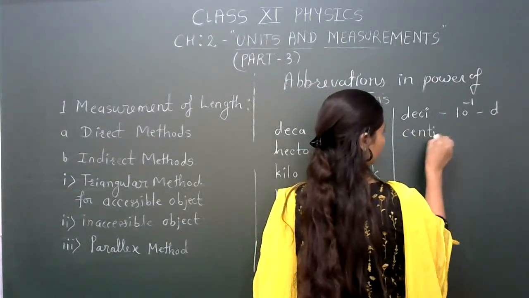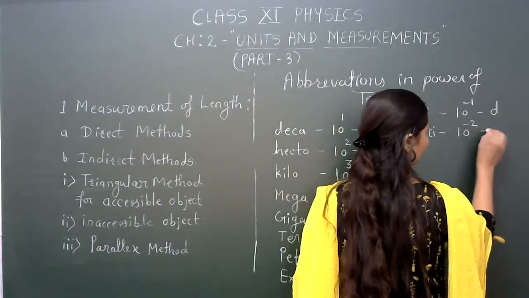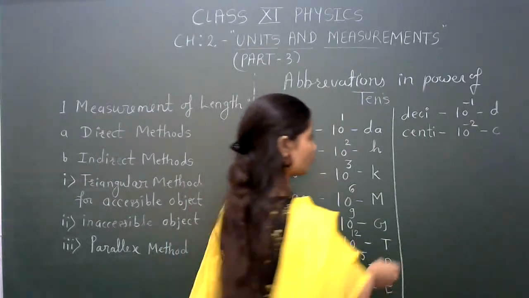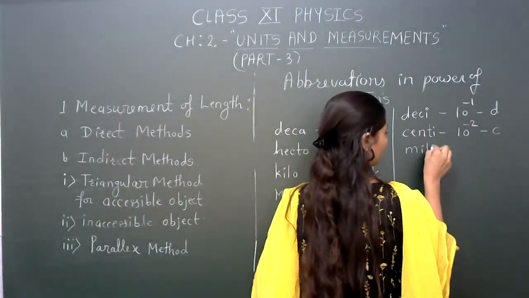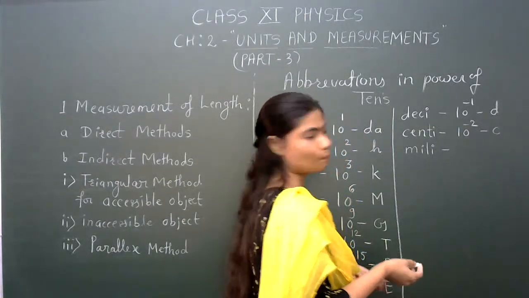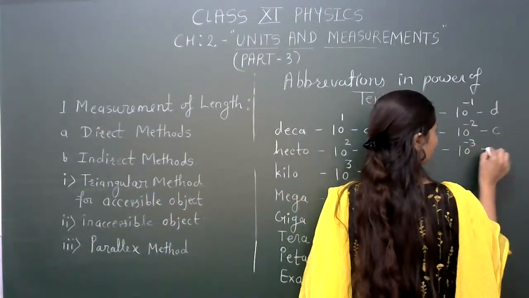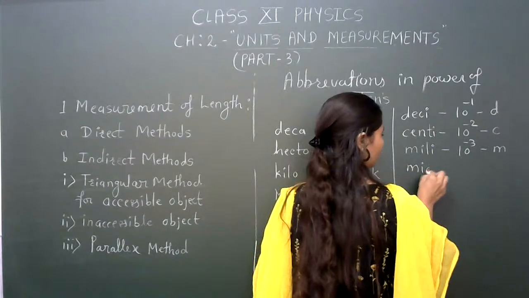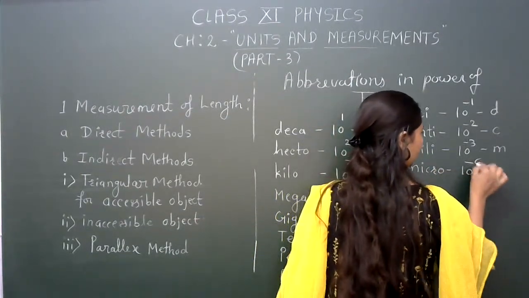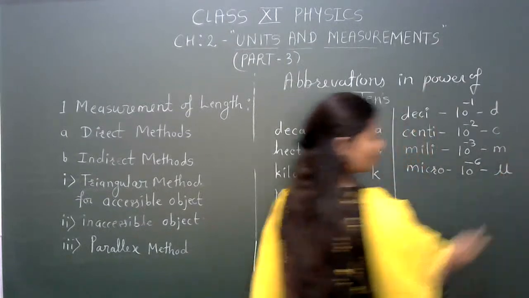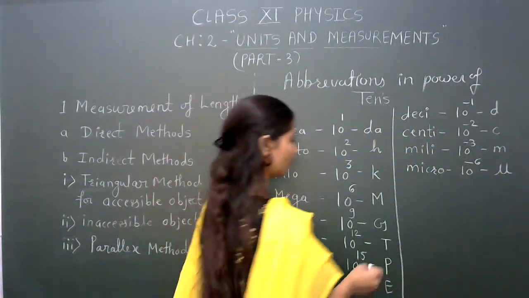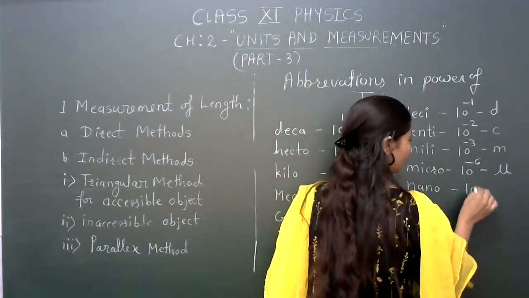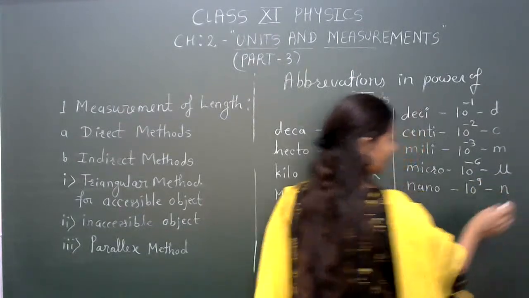Centi, 10 to the power minus 2, small c. We use the centimeter scale, so we know 10 to the power minus 2. Milli, also a nice name, 10 to the power minus 3, small m. Next, micro, 10 to the power minus 6, denoted by the Greek letter mu. Next, nano, 10 to the power minus 9, small n.